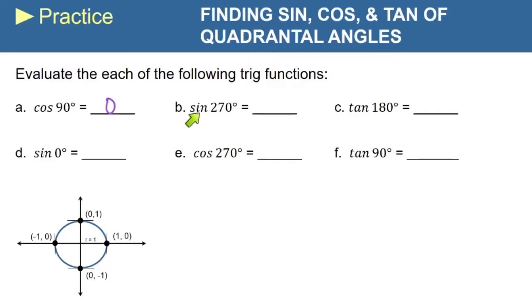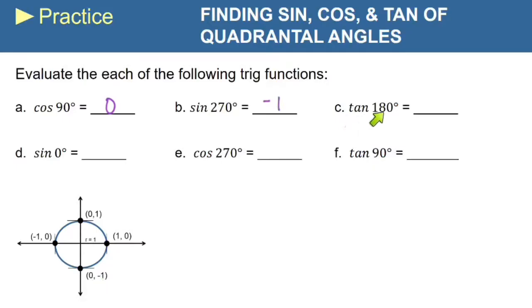For b, we have the sine of 270. So the sine function is the y-coordinate. So we just need to locate the terminal side of a 270-degree angle. So if I'm starting here, I would have 90, 180, 270. 270 degrees terminal side would go through the bottom of the circle. So the sine of a 270-degree angle is -1.